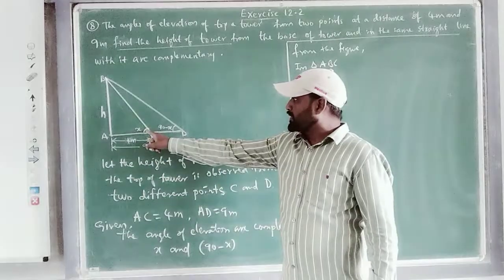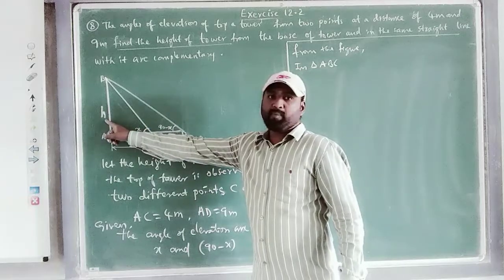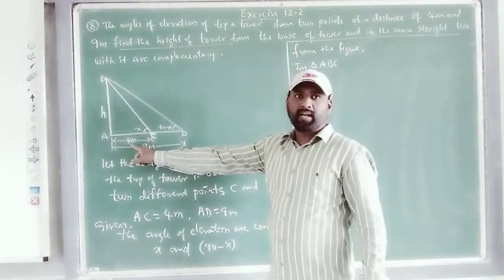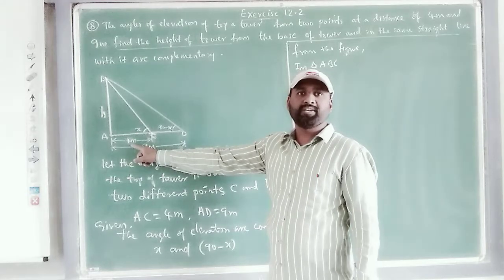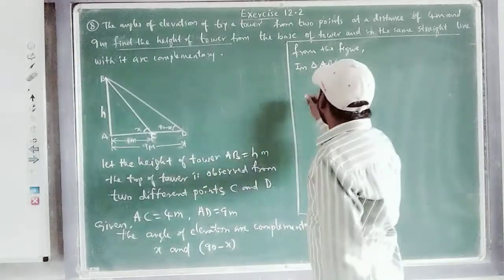With respect to this angle, this is the opposite side and this is the adjacent side. Opposite side to theta by adjacent side to theta. We know the trigonometric ratio for that is tan.